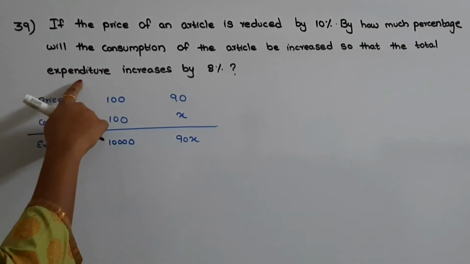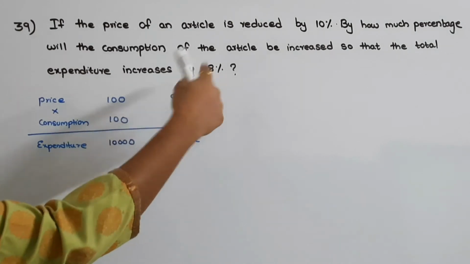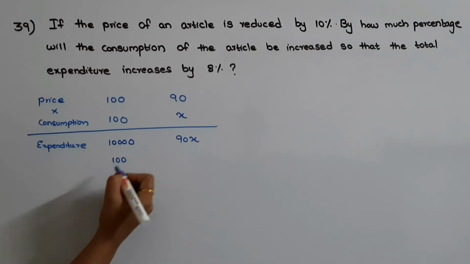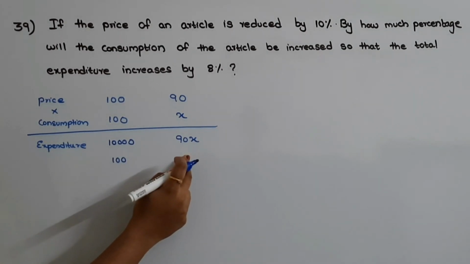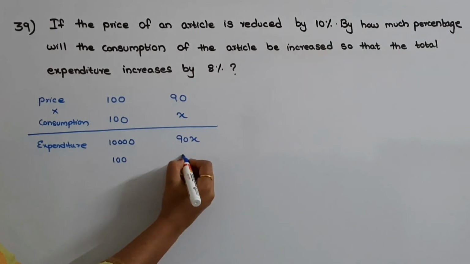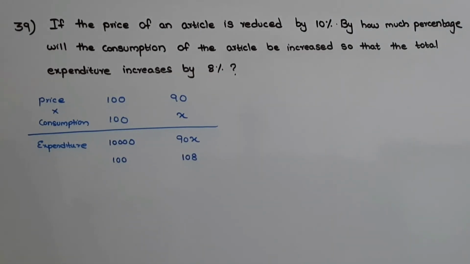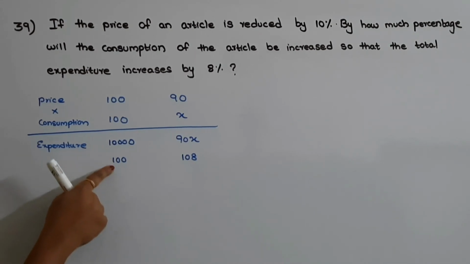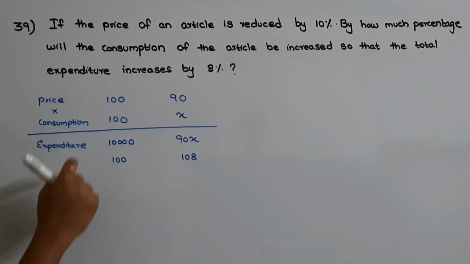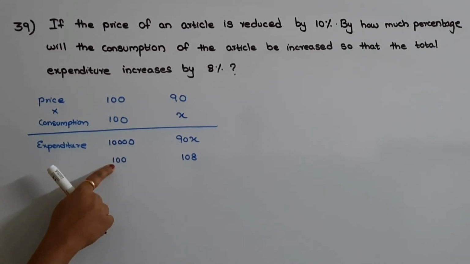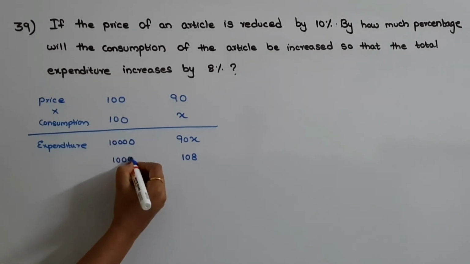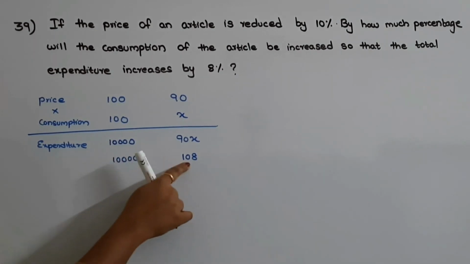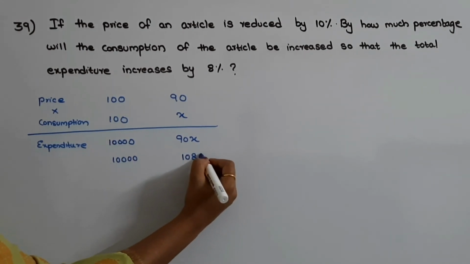In the question it is given that the expenditure is increasing by 8%, which means if in the initial condition the expenditure was 100, in the second case it will be 100 plus 8, that is 108. Now here the expenditure in the initial case is 10,000. So we can make this 100 equal to that of 10,000. For that we need to multiply this 100 by 100. Then this will become 10,000. But when we are multiplying this 100 by 100, we need to multiply this 108 also by 100.